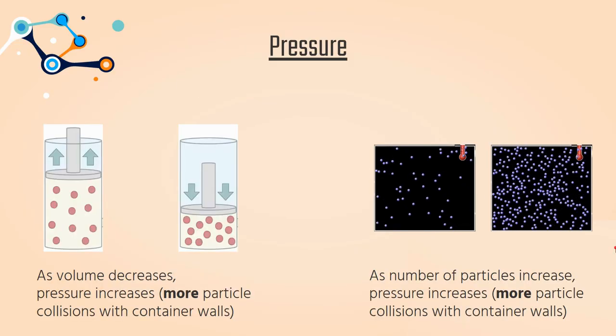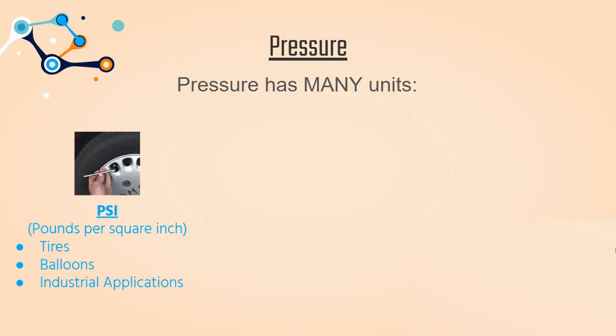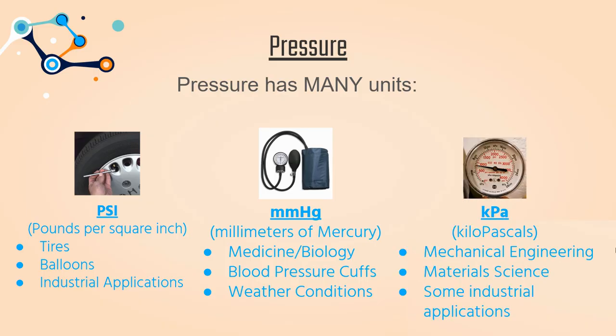We have one more note on pressure. Pressure has many different units. In your daily life, you may see pressure expressed as PSI, or pounds per square inch. We use this a lot in tires, say, or inflatable objects. You may also see mmHg, or millimeters of mercury. This is sometimes used in blood pressure cuffs or in medicine, and sometimes to relate to weather conditions. And you may also see kilopascals, or kPa. This is oftentimes used in engineering, especially engineering dealing with solid materials.